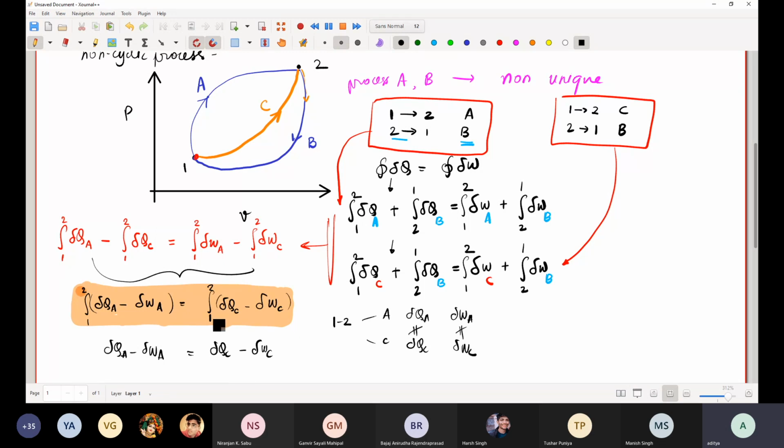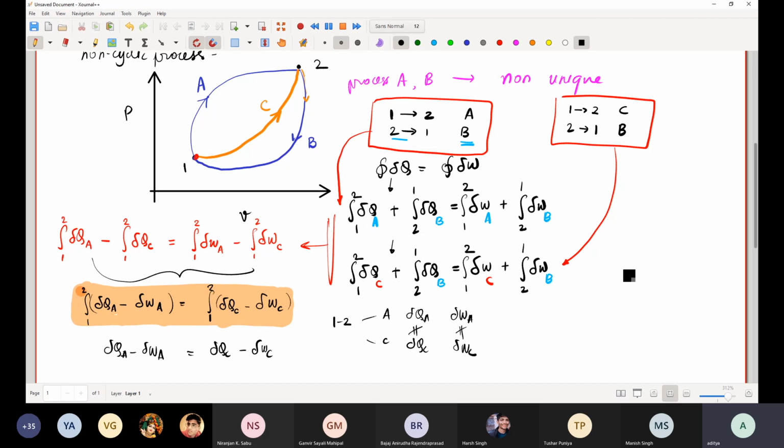And how can I get rid of the integral sign? Well, I can simply say that A and C can be anything arbitrary. Because A and C can be arbitrary, if these two integrals are to be equal, then the integrands also have to be equal.